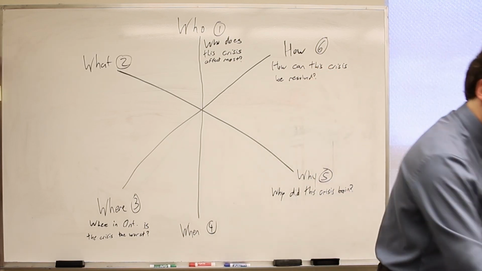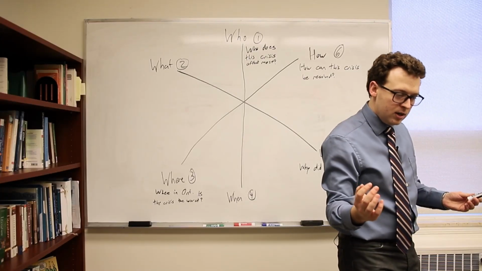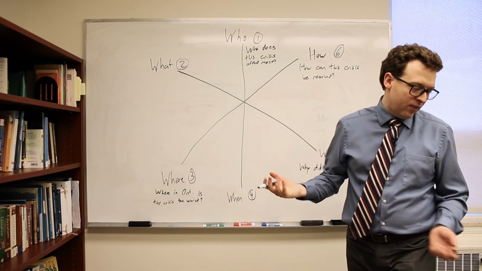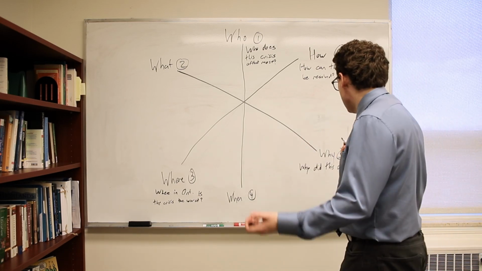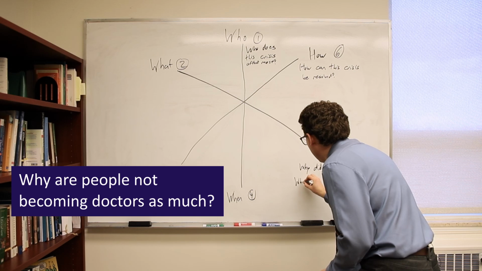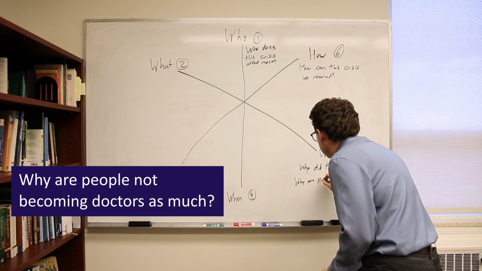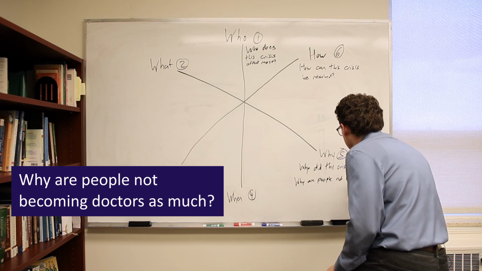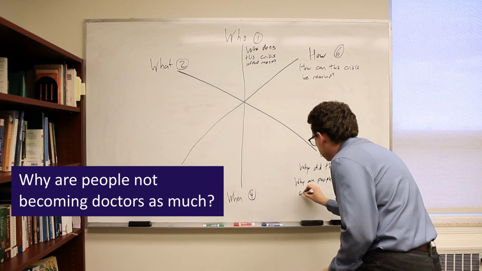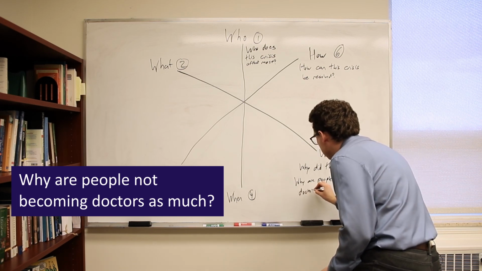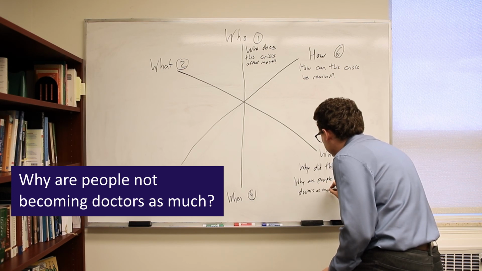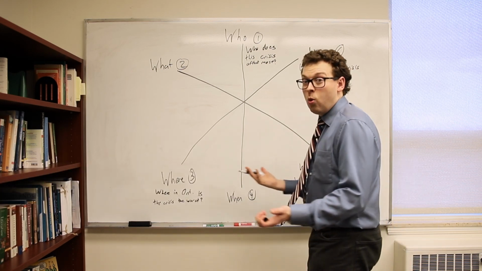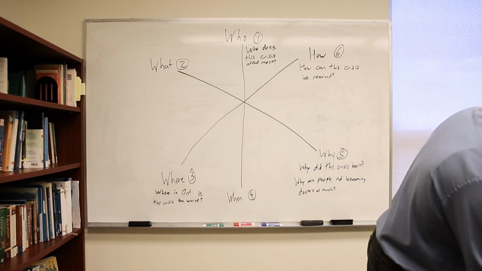All right, let's see here. Come on, give me another blank number. 5 again. Okay, that's fine. So for 5, we have why. We could maybe ask another why question. Why are people not becoming doctors as much? Right? So that's a good why question, and then maybe we can try a couple of more.